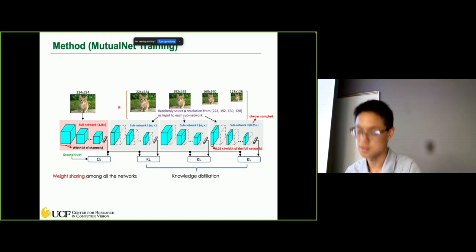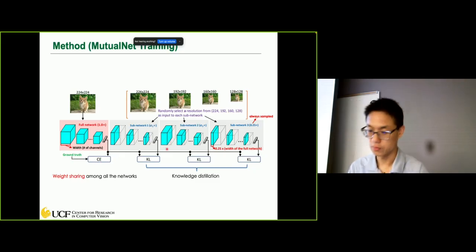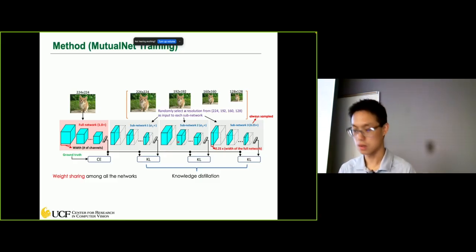We consider this a teacher network, because it's always using the full resolution, always using the full network, and using the ground truth due to the cross entropy loss. For the subnetworks, we consider these student networks, because they have a smaller network width, and they may be using a smaller version of the input resolution, and we're using the KL divergence as the loss function.